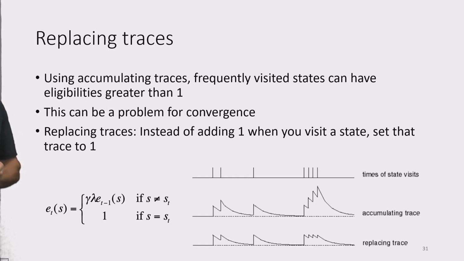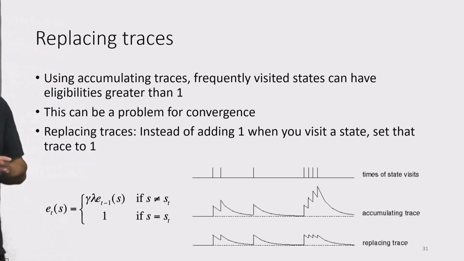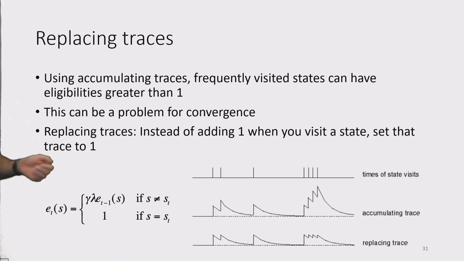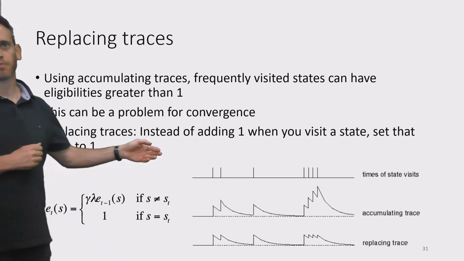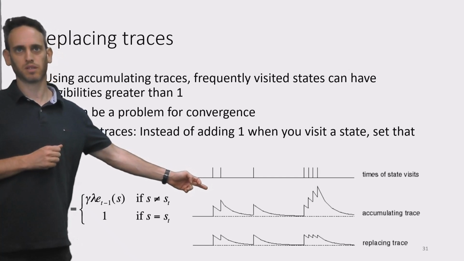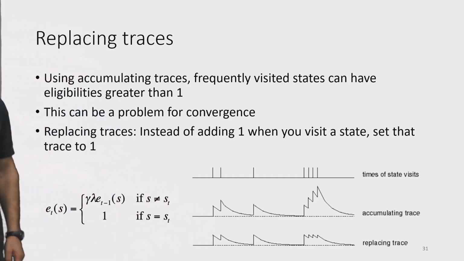And replacing traces is where instead of adding one or the initialized value, as I told you before, we can replace it with 1. In some cases we do. So instead of adding 1 when you visit a state, or that specific value that we discussed previously, we reset the trace to be 1. Okay, so on the right here you can see how if a state is visited several times with accumulating traces, we might reach eligibility that is greater than 1. With replacing traces, we can resolve this issue.